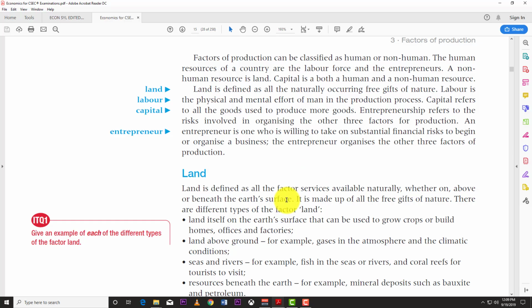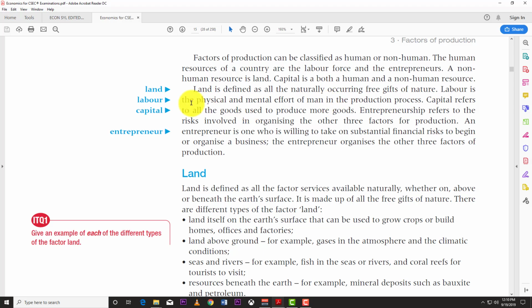So let's look at the factor of production, labor, now. How do we define labor? Labor is the physical and mental effort of man in the production process. When we talk about man here, we're not talking about males only, okay? So let's not get all feminist and stuff. We're talking about human beings in general. So labor is the physical and the mental effort of man in the production process.